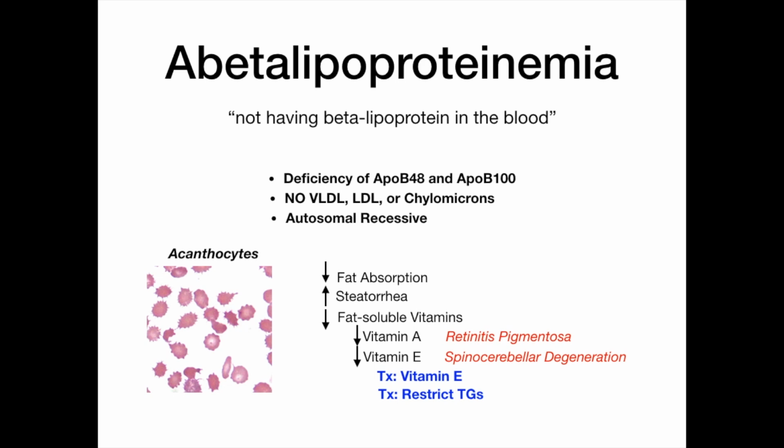So you're going to see acanthocytes, right? Acanthocytes are just red blood cells that have a spiny appearance, and you can see them in this picture. Very, very classically associated with abetalipoproteinemia. So if you see that, then consider this disease as the possible answer.